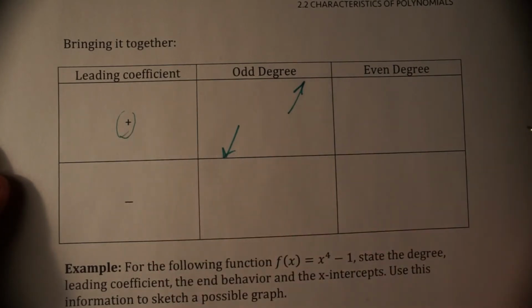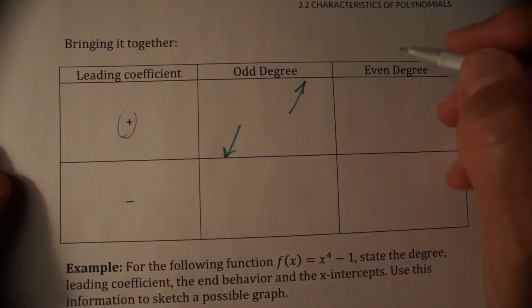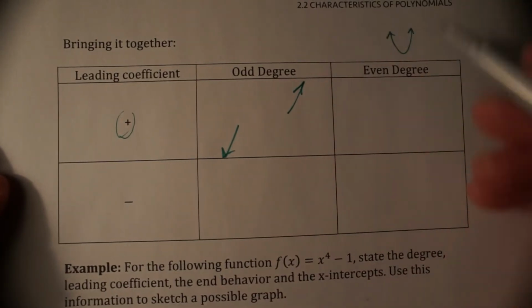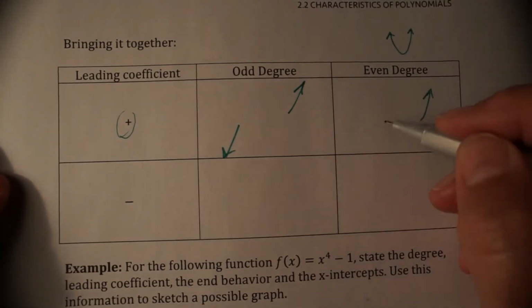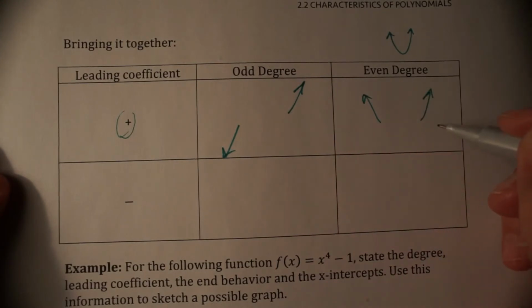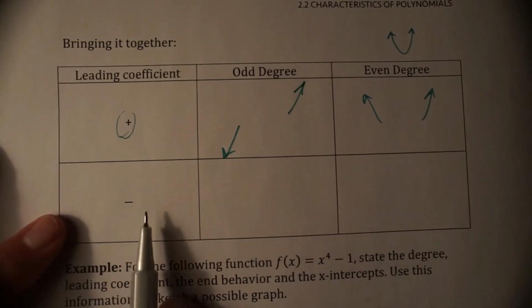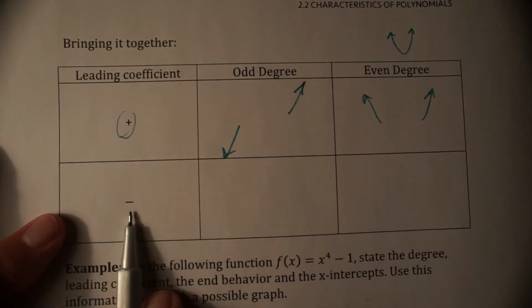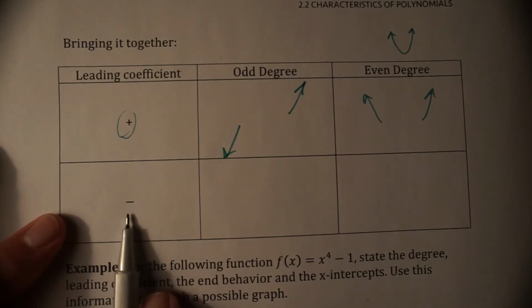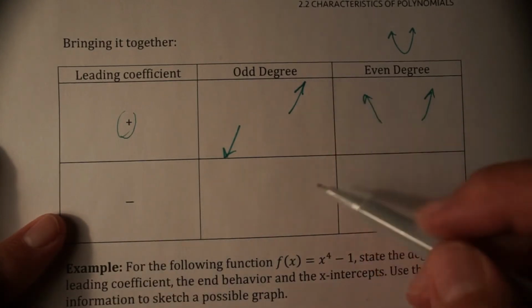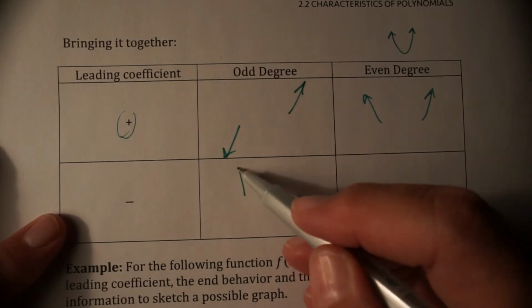That's the normal. For even degree, I think of my friend the quadratic, and both ends are going to go up. So as x approaches infinity and as x approaches negative infinity, y is approaching infinity. Now when I change the leading coefficient to a negative, it causes a reflection in the x-axis. You've probably seen that before when you did transformations. That changes the end behavior to exactly the opposite, meaning instead of going up on the right, it's going to go down, and up on the left.